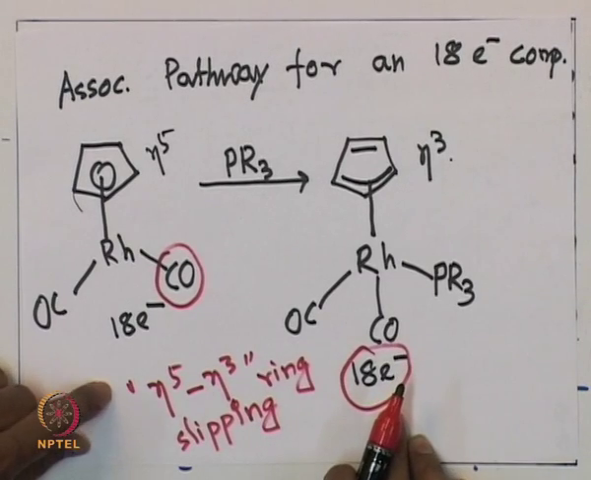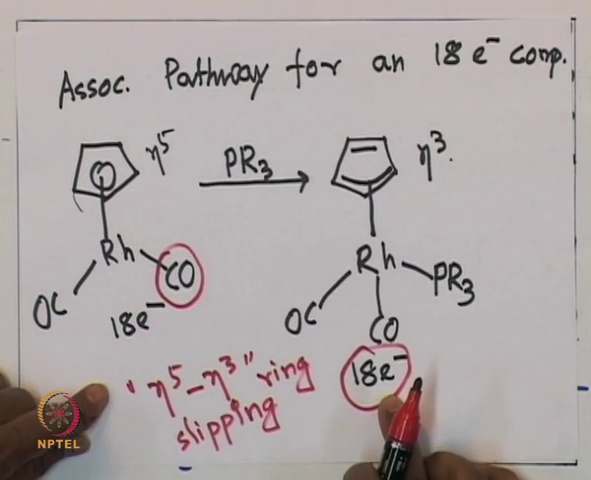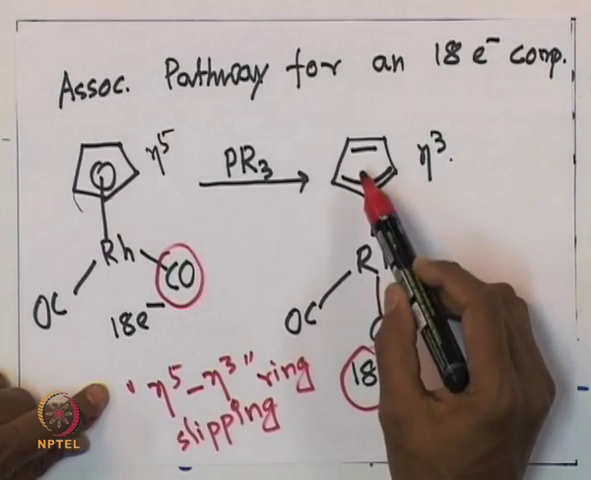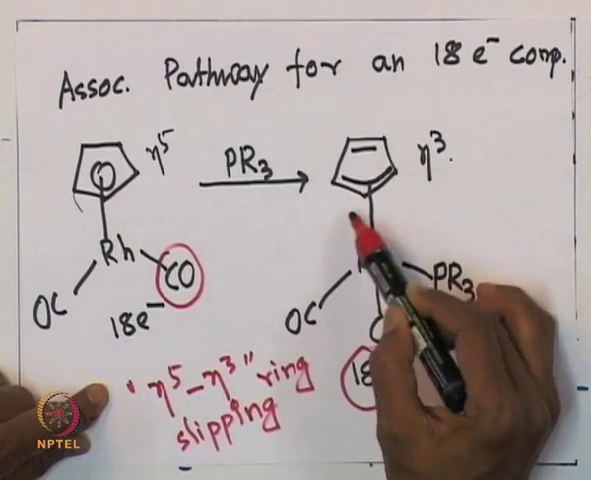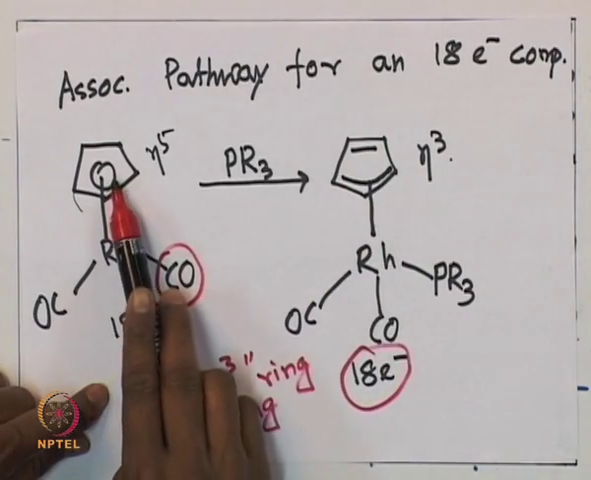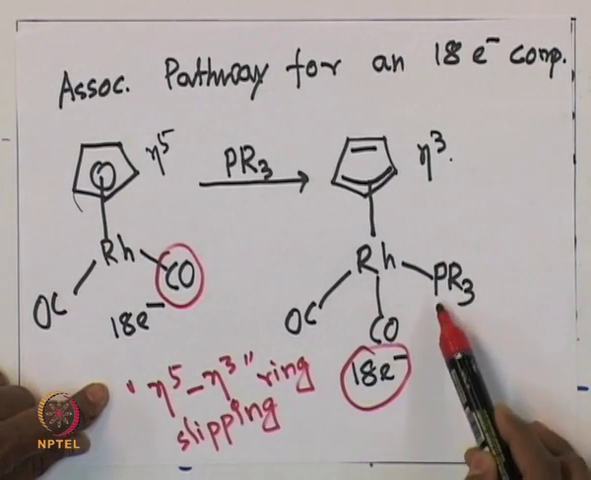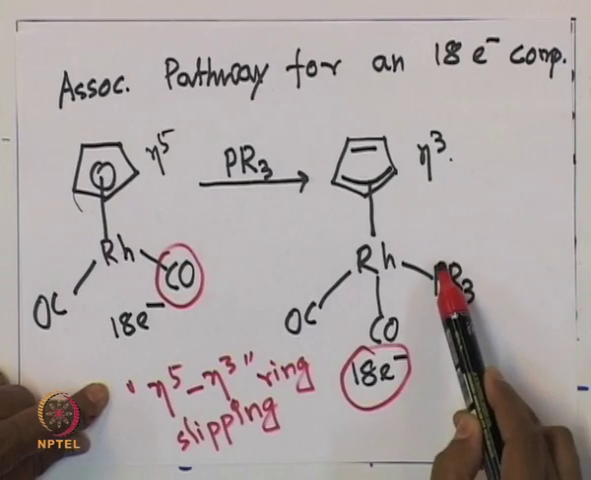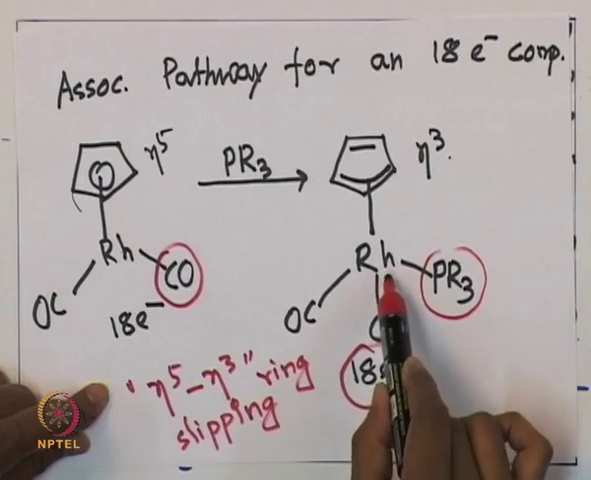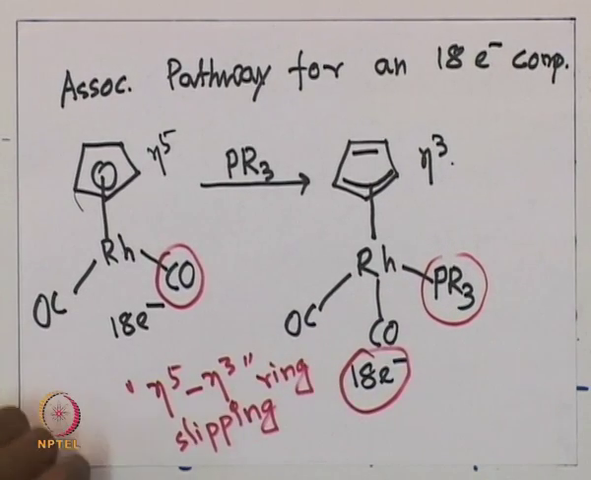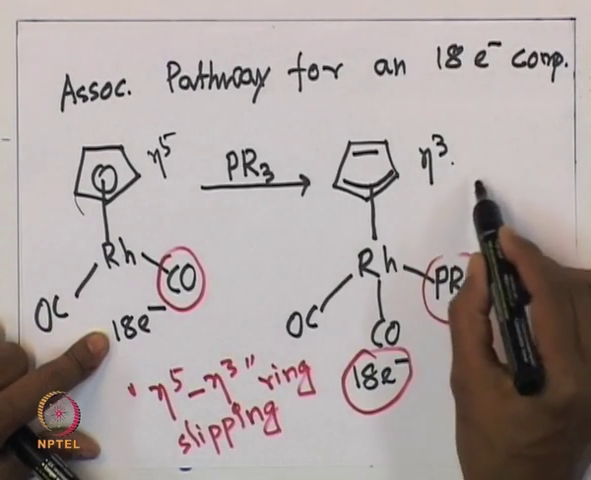Giving rise to the 18 electron complex. The 18 electron complex is not undergoing a 16 electron complex formation; rather, a ring slippage is going on. The mode of coordination of one of the ligands is varying from eta 5 to eta 3. That leaves an option for the exogenous ligand, PR3, to coordinate with the rhodium in an associative fashion. Of course, this is the intermediate.